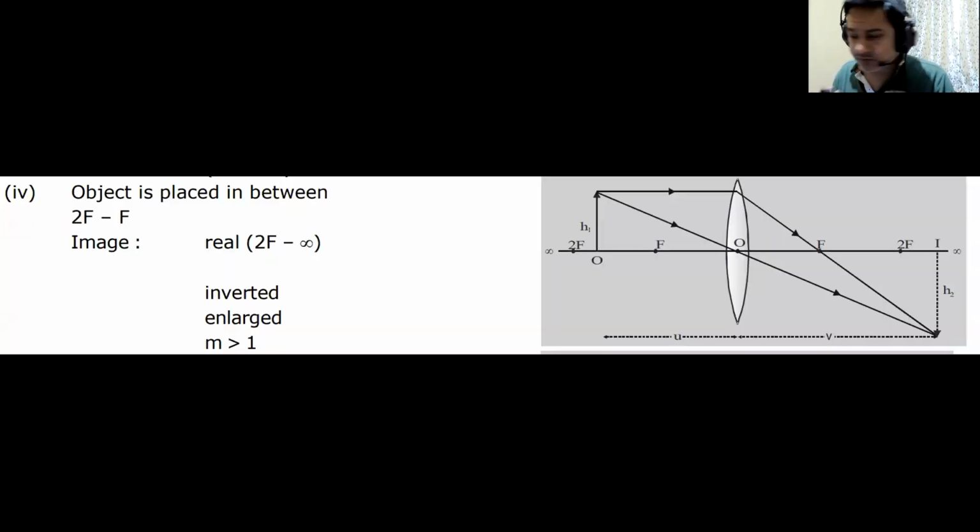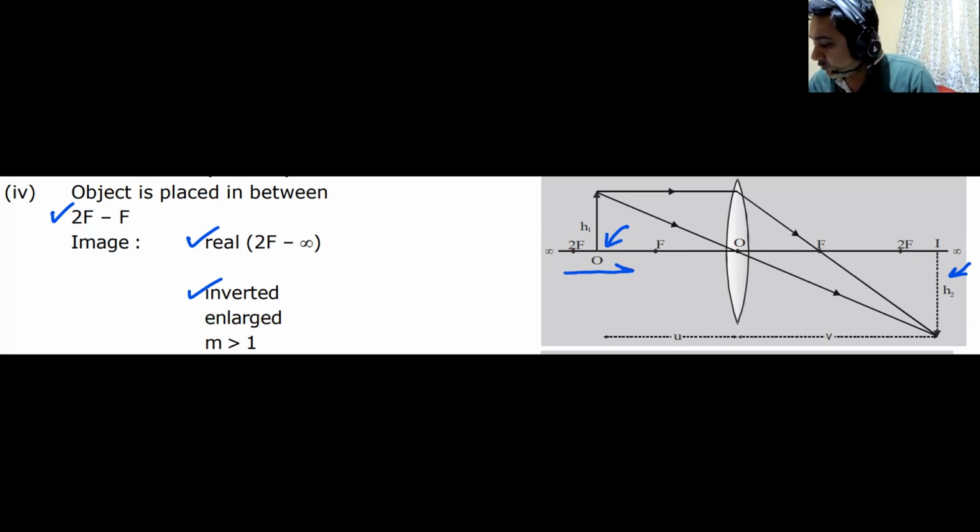The case where the object is placed at 2F, remember the object is moving closer, so the next position is between 2F and F. You can see the object is placed somewhere here between F and 2F. What do you see? You see an inverted image. You see a real image which is always inverted. Remember, as the object is moving closer, the image is moving away. Do we see this? Yes, sir. As the object is moving closer, the image is moving away.